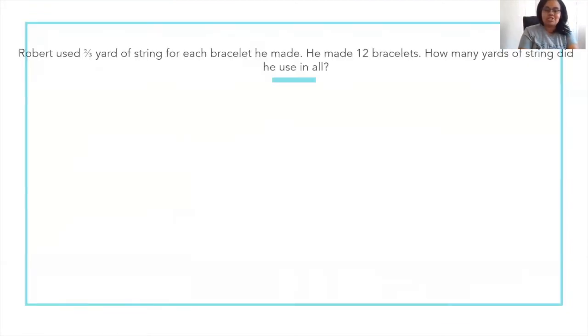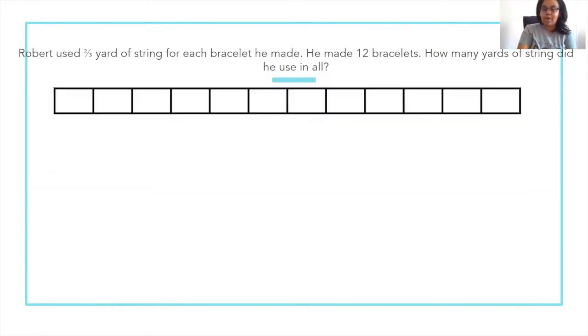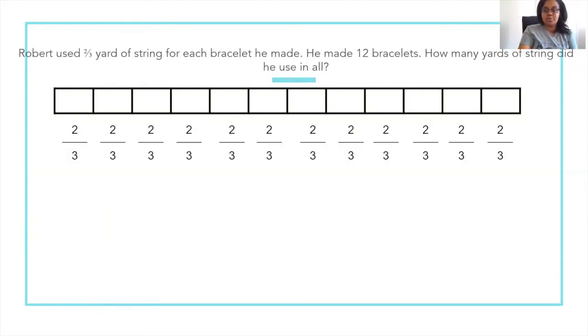Problem 2 reads, Robert used 2/3 yards of string for each bracelet he made. He made 12 bracelets. How many yards of string did he use in all? All right, now for this problem, again, I'm going to have a tape diagram. This time, how many sections do you think I'm going to divide it up into? If you said 12, you're right. I need my tape diagram divided up into 12 sections. Each one of those 12 sections is going to represent 2/3.